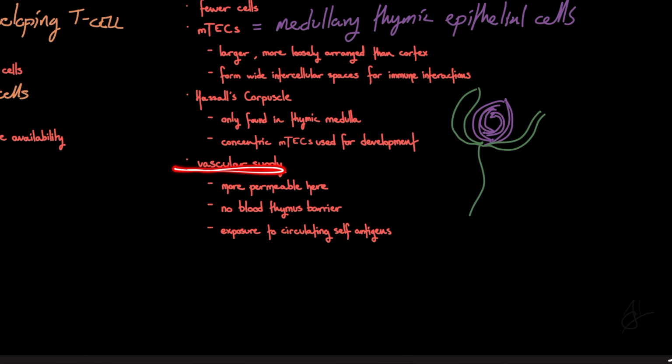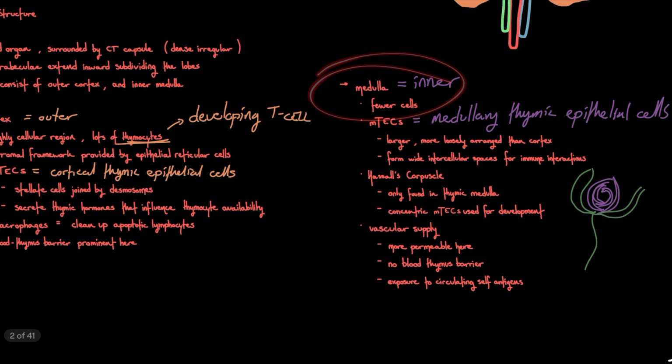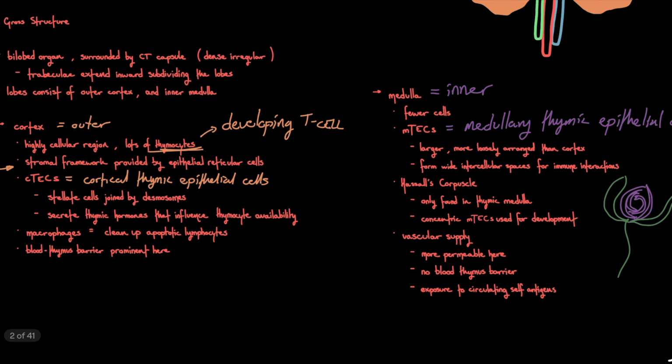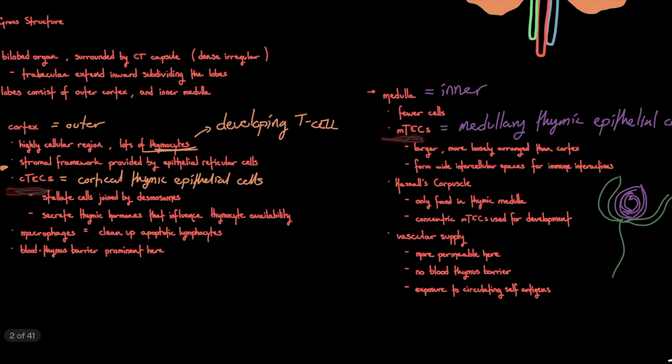So the vascular supply is a little bit different here. Same artery is going to supply and same vein is going to drain, but it's more permeable here. There's no blood-thymus barrier at this point. We want to test if these T cell receptors are working properly, so we have a little more exposure to circulating self-antigens. Right, that's important. We don't want to release any autoreactive T cells. So that's my medulla, and that's my cortex. Make sure you know these two cells that make that up, because they'll come up in the next lecture for sure.